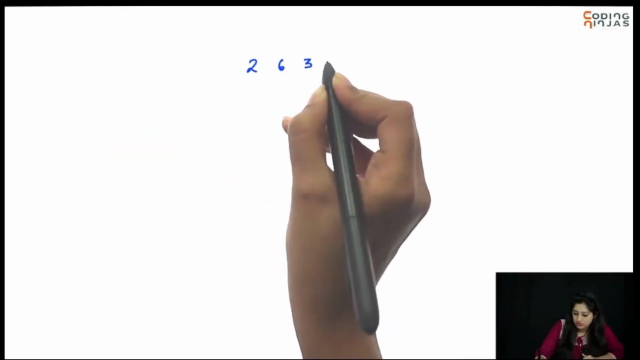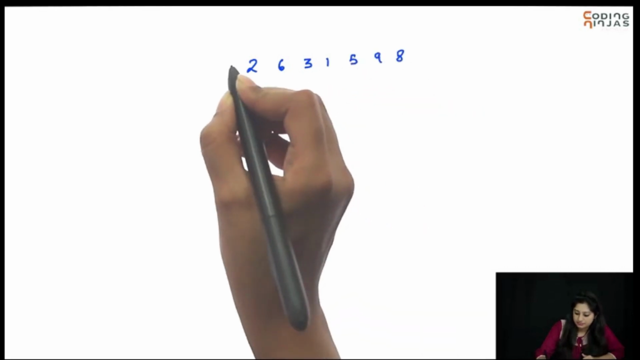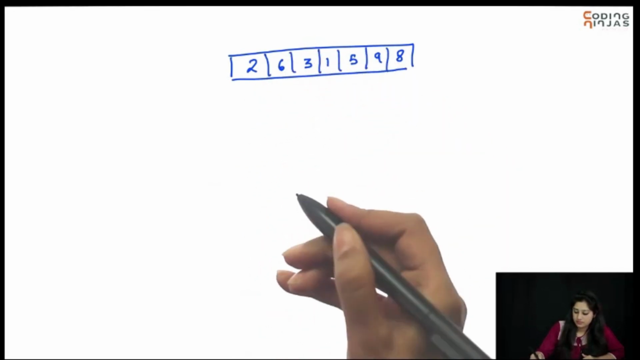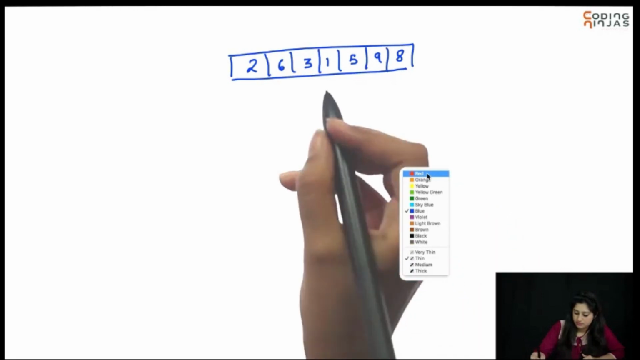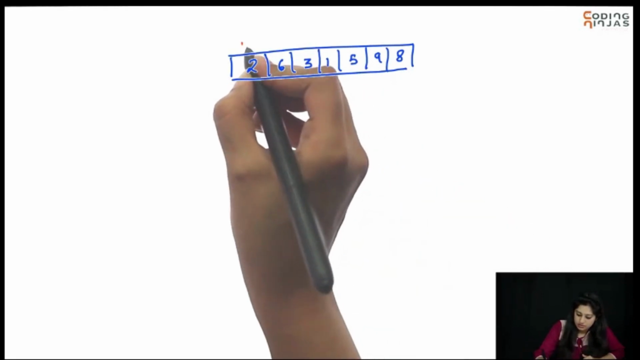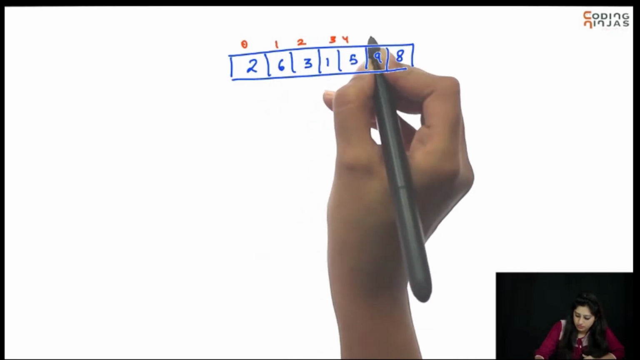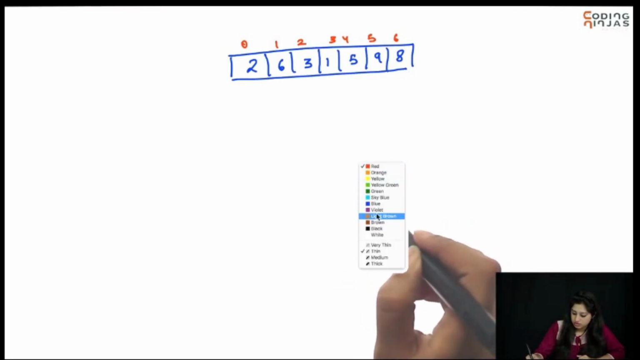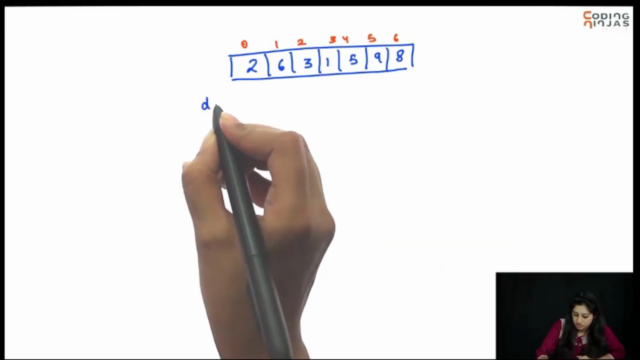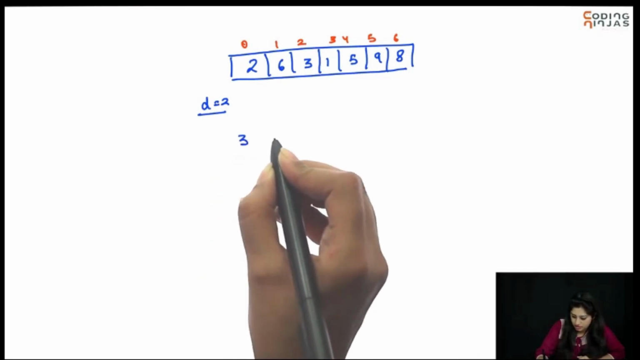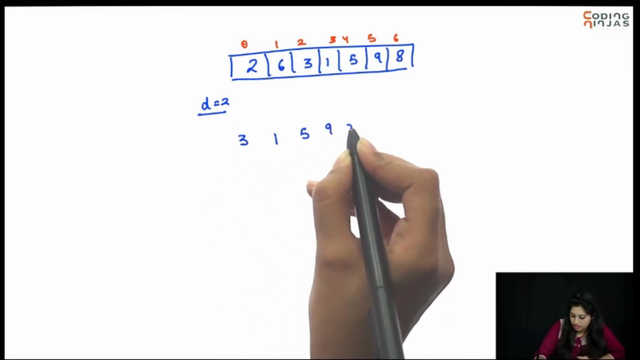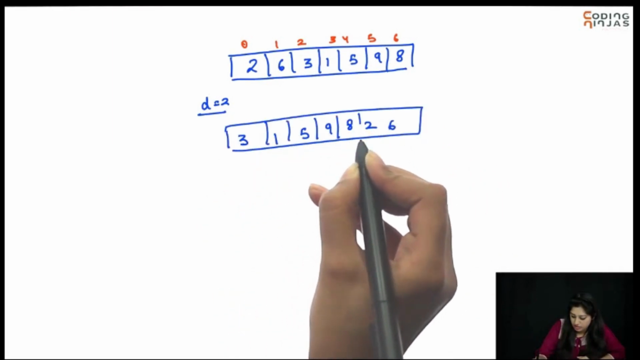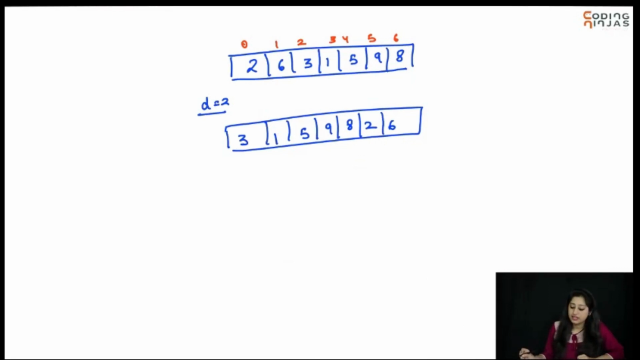2, 6, 3, 1, 5, 9, 8. Indices 0, 1, 2, 3, 4, 5 and 6, right? So this is our target if d is 2: 3, 1, 5, 9, 8, 2, 6. Right? This is what our target is.